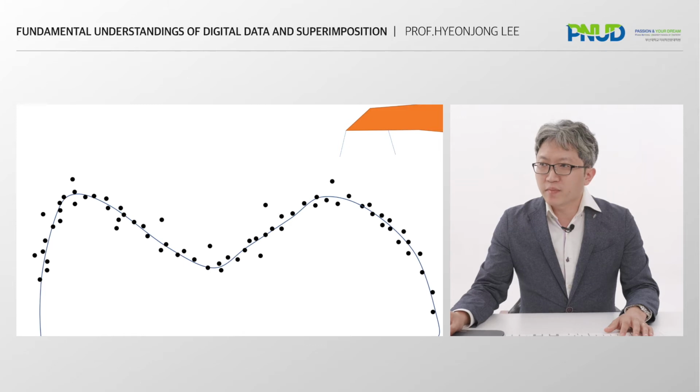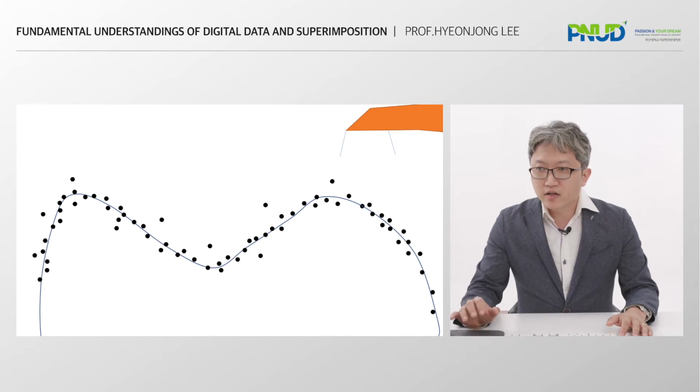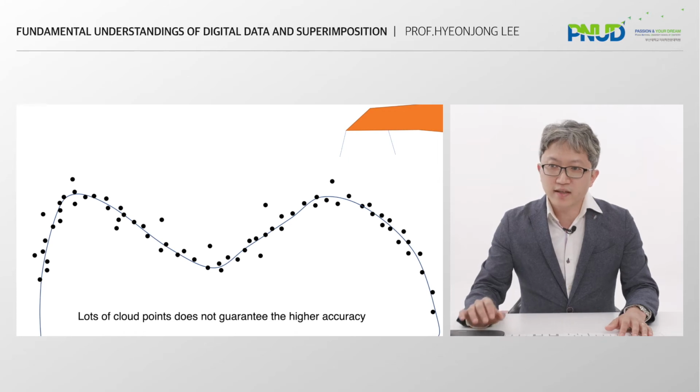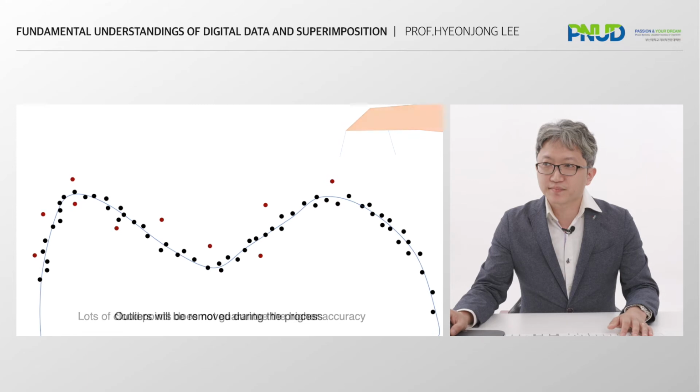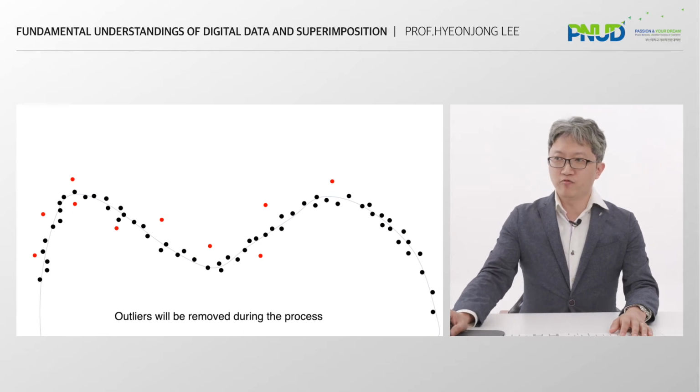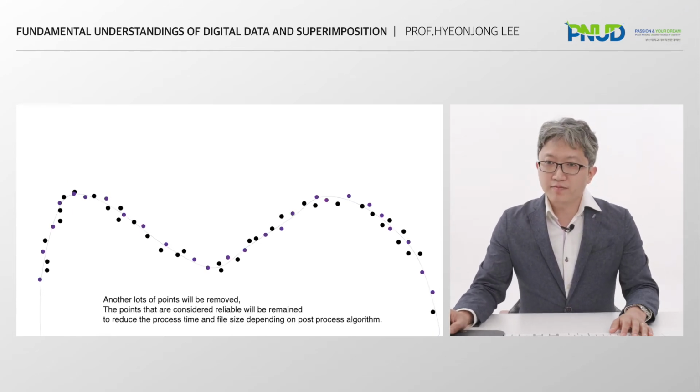When we're scanning a metal surface, a very shiny surface, the point clouds would be more spread out. Yes, there would be outliers here and there, like this. And lots of point clouds does not guarantee higher accuracy, as you can see. During the mesh generation process, the outliers, like this red dot, would be removed automatically. And after that, many more points will be removed.